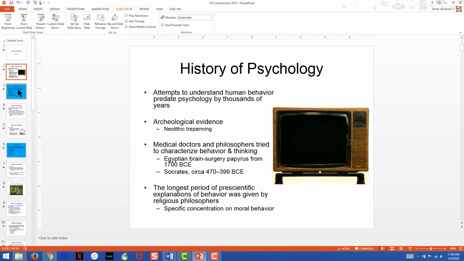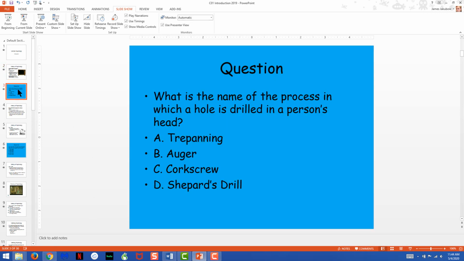Now, let's take a look at a question about that material that we're talking about. What is the name of the process in which a hole is drilled in a person's head? That is, of course, trepanning. Trephinization or trepanning are the names that are related to drilling a hole in a person's head for some sort of medical benefit.